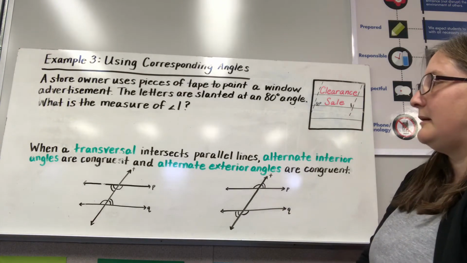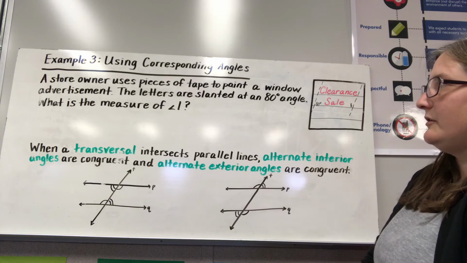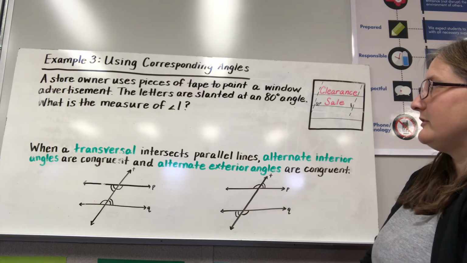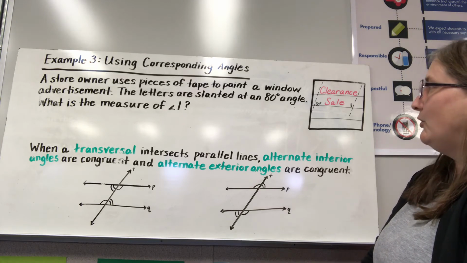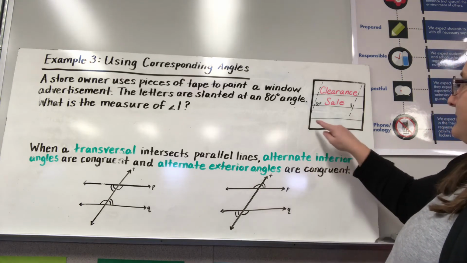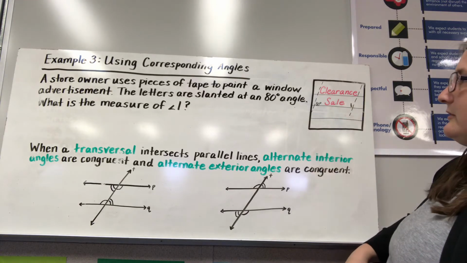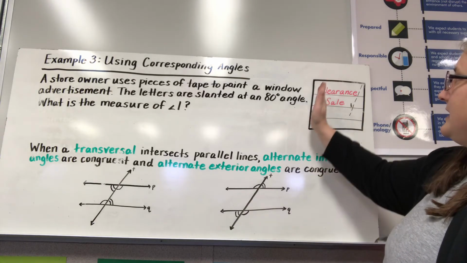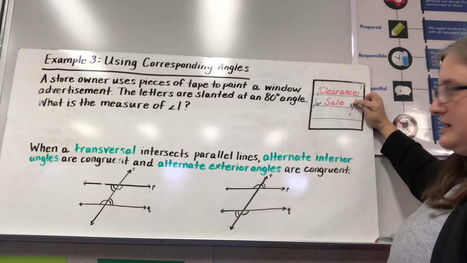Let's look at our next example. It says a store owner has used pieces of tape to paint a window advertisement. The letters are slanted at an 80-degree angle. What is the measure of angle 1? So they put some tape lines on here to make some straight lines, and then the letters themselves are at an 80-degree angle. And they want us to find the measure of angle 1 right here.